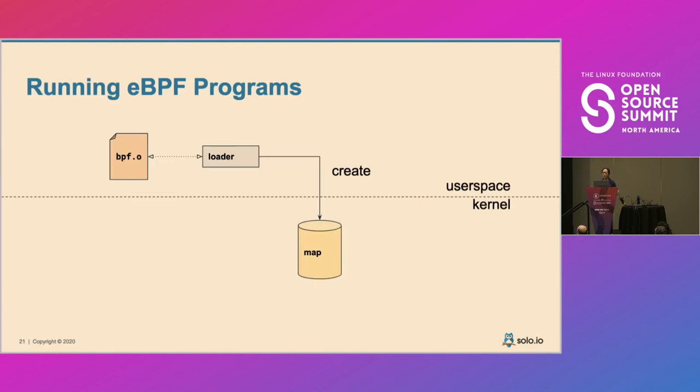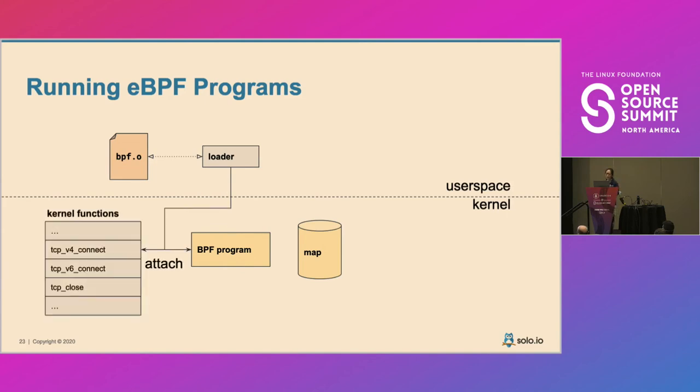Now, when you run the eBPF program, that's when you need the user space, as a user, to interact with it. So you typically have a loader that's part of your user space that loads the bytecode we talked about earlier from the compiler, and then you create the map from the user space, and your kernel program typically also interacts with the map. The user space loads the BPF program and then attaches it to the right hook point. In our example, it is tcp_v4_connect.